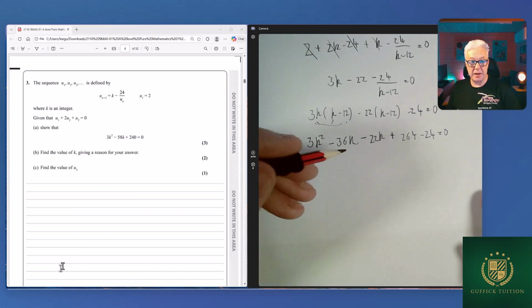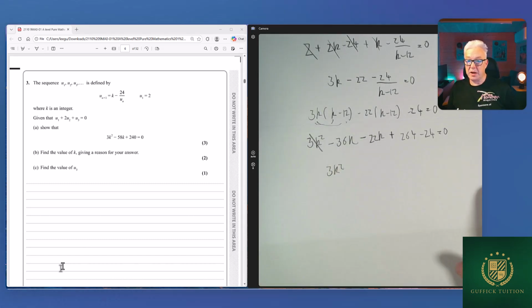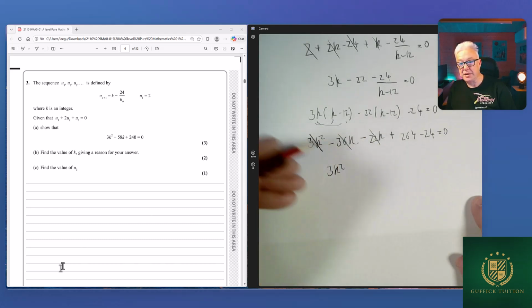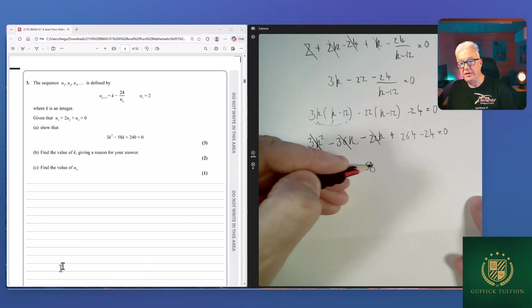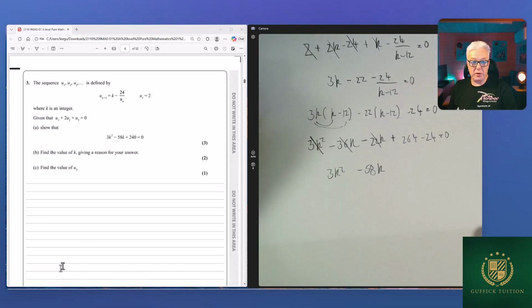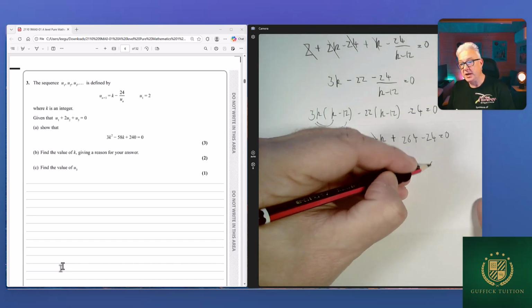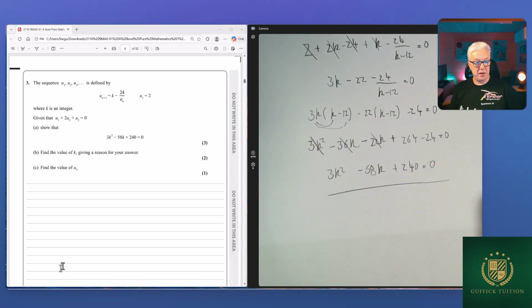And now collecting like terms, we have 3k squared. There we go. We've got minus 36k minus 22k is minus 58k. It's looking good so far. Minus 58k. And then we've got 264 minus 24 is going to be plus 240. So plus 240 equals 0 as required. So that's our part A done for 3 marks. Find the value of k.